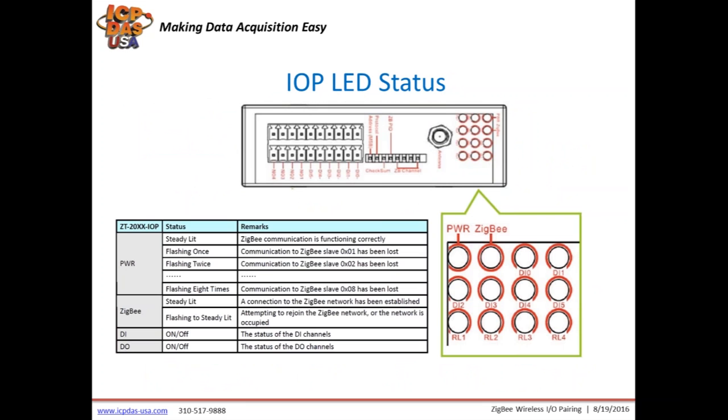The IOP modules also have the convenient LED status for troubleshooting and checking connectivity. Note the power light being the most significant with this. It can tell you specifically which Zigbee slave module communication has been lost with, as well as provide the same digital input and digital output status LEDs, as well as a Zigbee connectivity light for convenient troubleshooting.